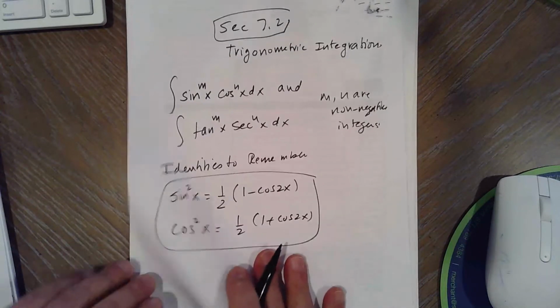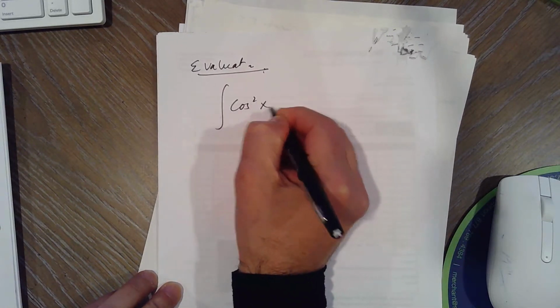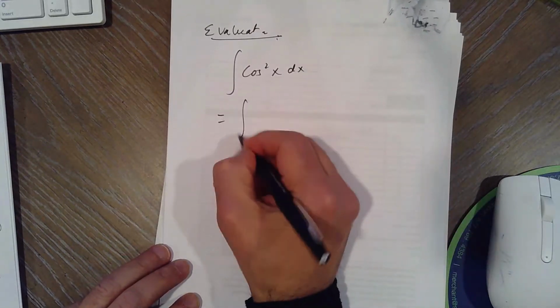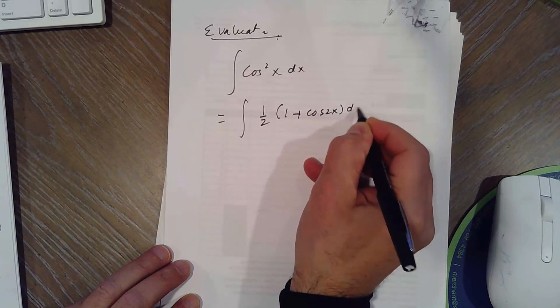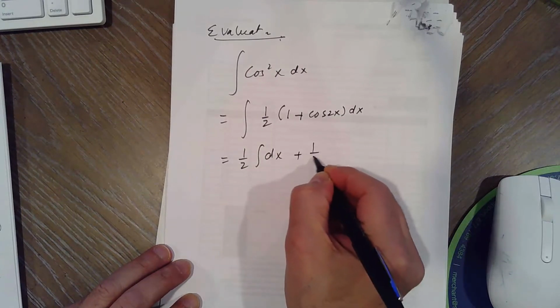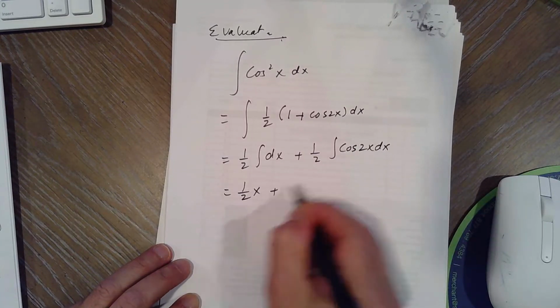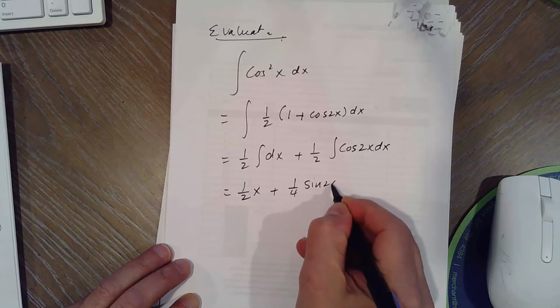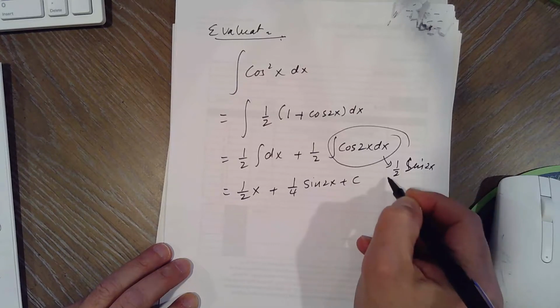So for example, just to give you an idea, as a warm-up, if I say evaluate the integral of cosine square x dx, well, we know that that's the integral of 1/2 (1 plus cosine 2x) dx, which can be split up into 1/2 integral of dx plus 1/2 integral of cosine 2x dx, which would be 1/2 x plus 1/4 sine 2x plus c, because the integral of cosine 2x is 1/2 sine 2x. That's where this came from.